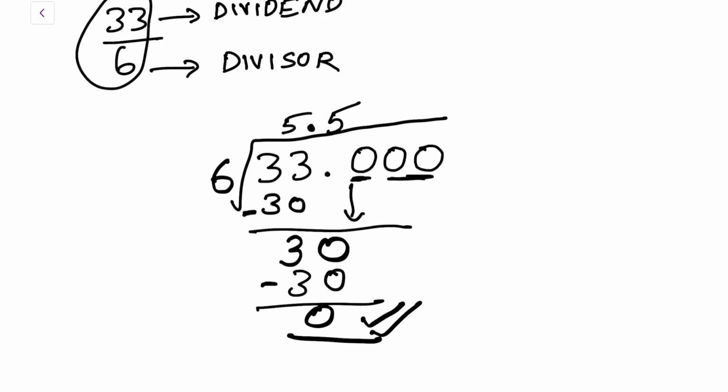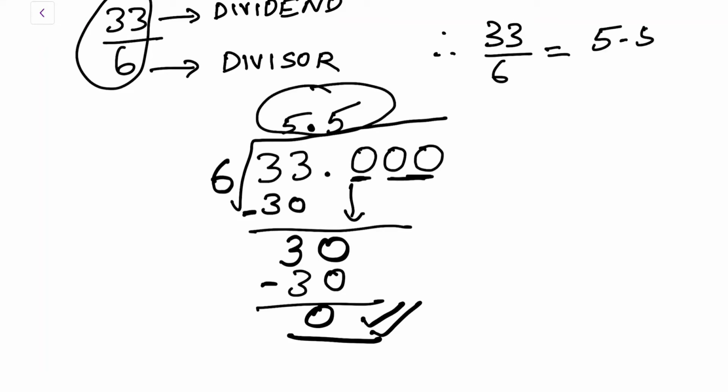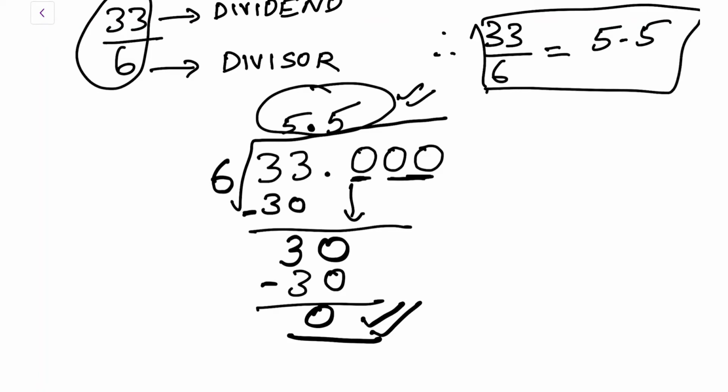All right, that's it. Now what is the answer? 33 by 6 can be written as 5.5. This is how you can do the conversion of a fraction into its decimal form. Let's take another example so that you will understand this method better.